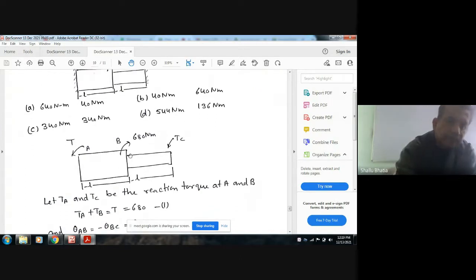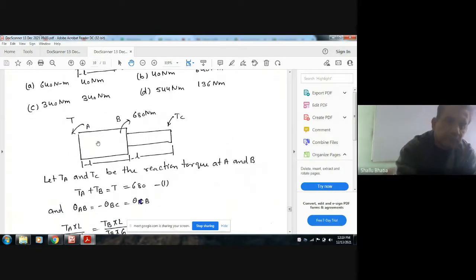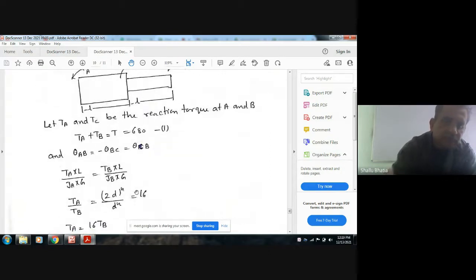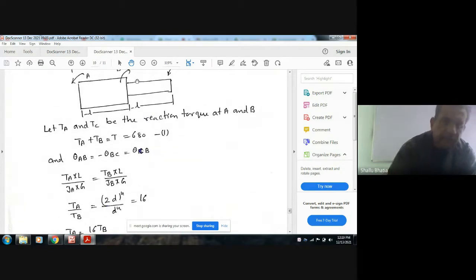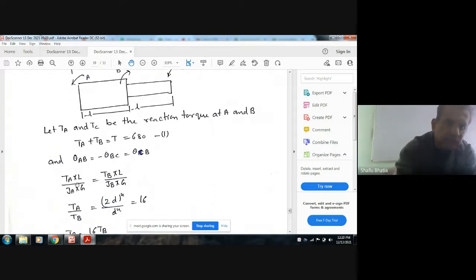Here the 680 Newton meter torque is being applied, and TA is the reaction at A, and TC is the reaction at C. TA plus TC should be the total torque, and the angle of twist will be the same.